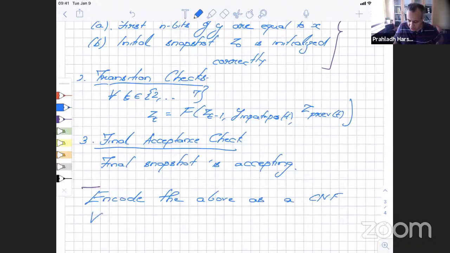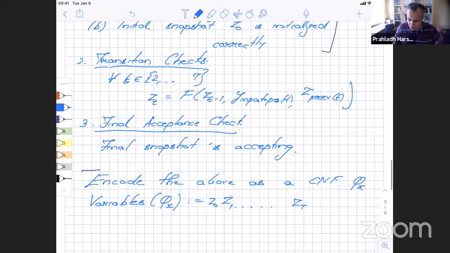And first let's write, what are the variables of the CNF? As a CNF, say phi of x. What are the variables of phi of x? The variables of phi of x are going to be the various snapshots z1, z2 up to zt, and y1, y2, up to y of p of mod x. Those are all the variables.